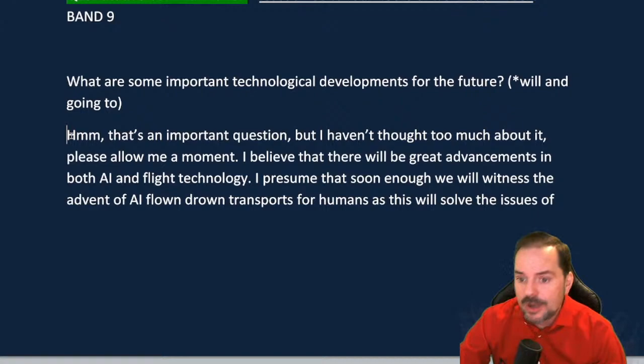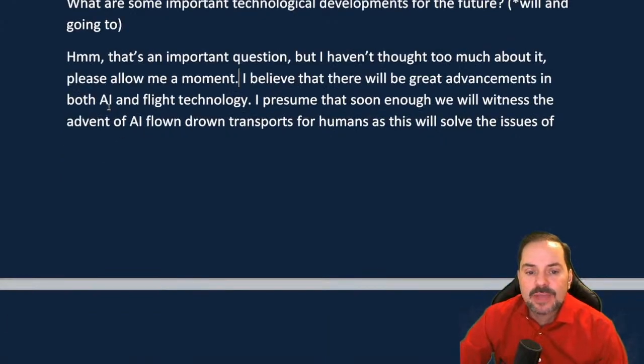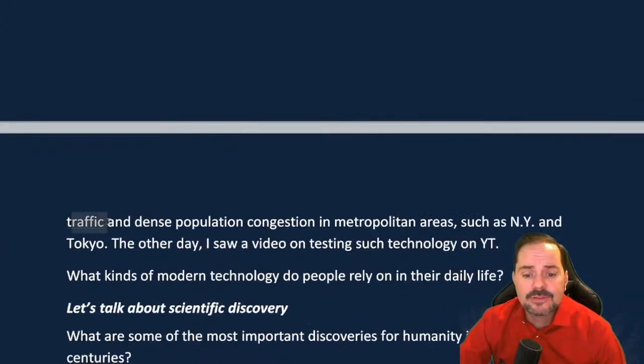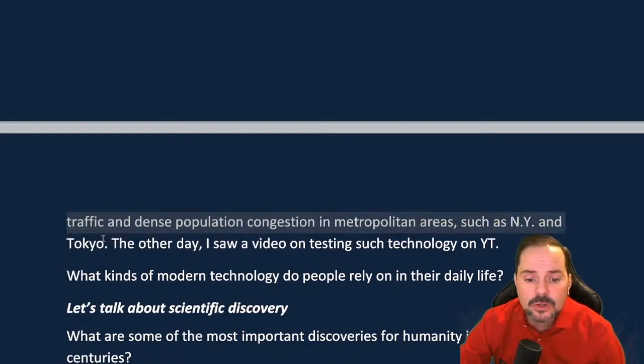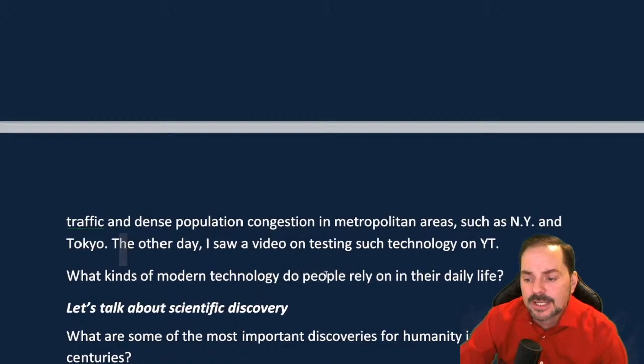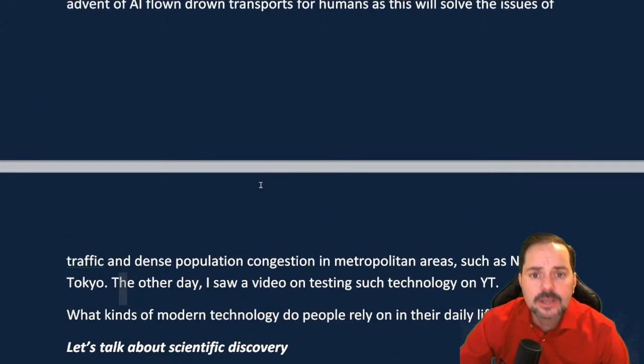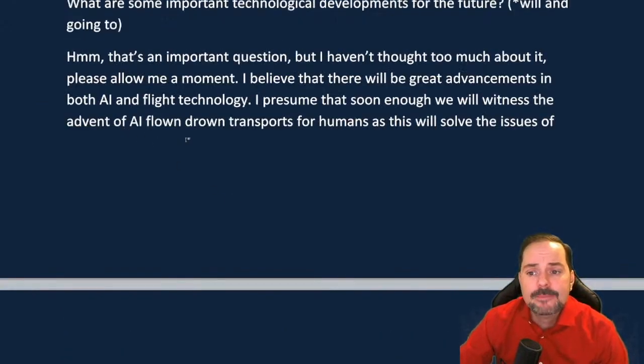That's an important question, but one I haven't thought too much about. Please allow me a moment. I believe that there will be great advancements in both AI and flight technology. I presume that soon enough we will witness the advent of AI-flown drone transports for humans, as this will solve the issues of traffic and dense population congestion in metropolitan areas such as New York and Tokyo. The other day I saw a video on testing such technology on YouTube. Okay, so there is your high band answer.